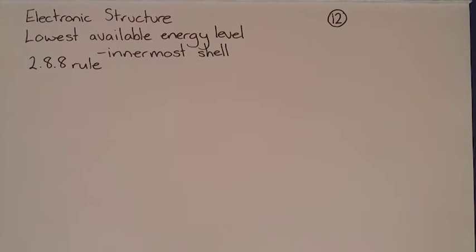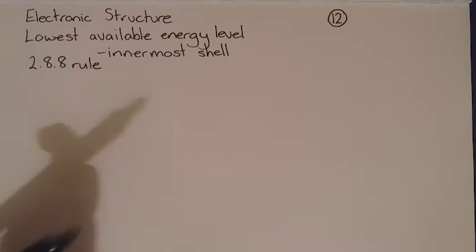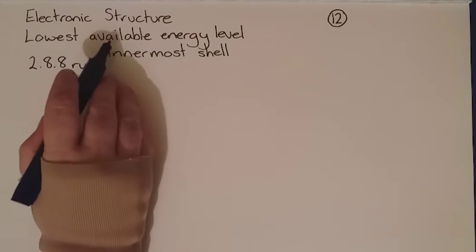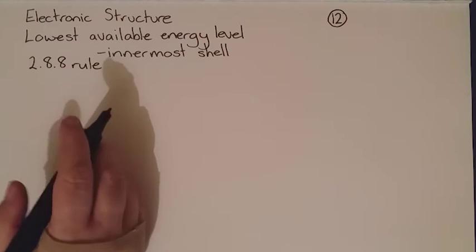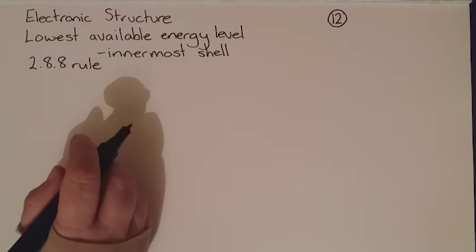Niels Bohr was the scientist that did the work to establish our current understanding of electron structure. He said that electrons orbit the nucleus in discrete shells, which are specific distances away from the nucleus. He said that the electrons in an atom occupy the lowest available energy level, which is another way of saying they occupy the innermost shells that they can.